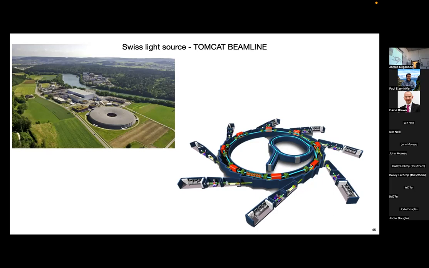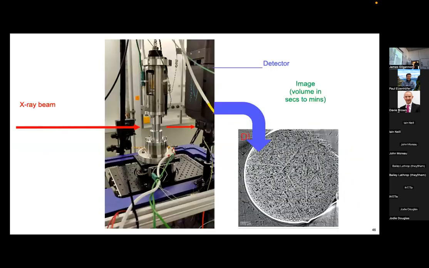And what we do is we sit at a tangent to one of these magnets. As you bend the electrons, you release X-rays, very, very bright X-rays. And then we get to use those X-rays as they come off at a tangent to image our experiments. That's basically how synchrotron microtomography works, if you're not familiar with it.